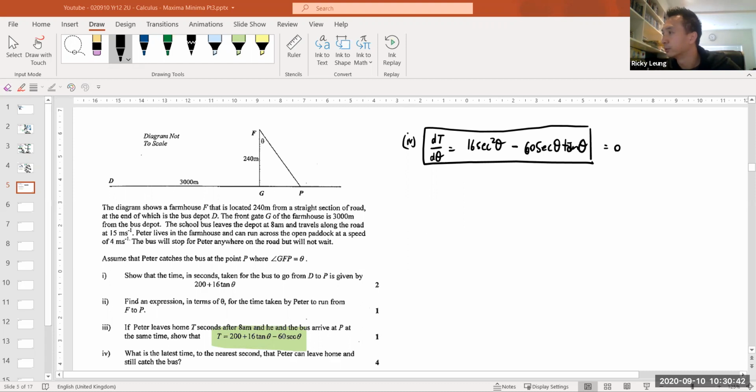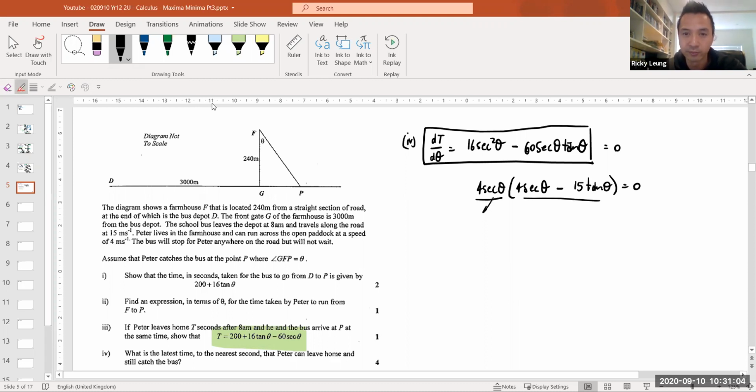So let me make sure I differentiate. Yep. Step 2. Solve. Now, how do you solve that? Maybe factorize. Looks like I can take out a 4, and I'll take out sec. So 4 sec theta becomes 4 sec minus, what's that, 15 tan. Feels like I've got 2 solutions, haven't I?